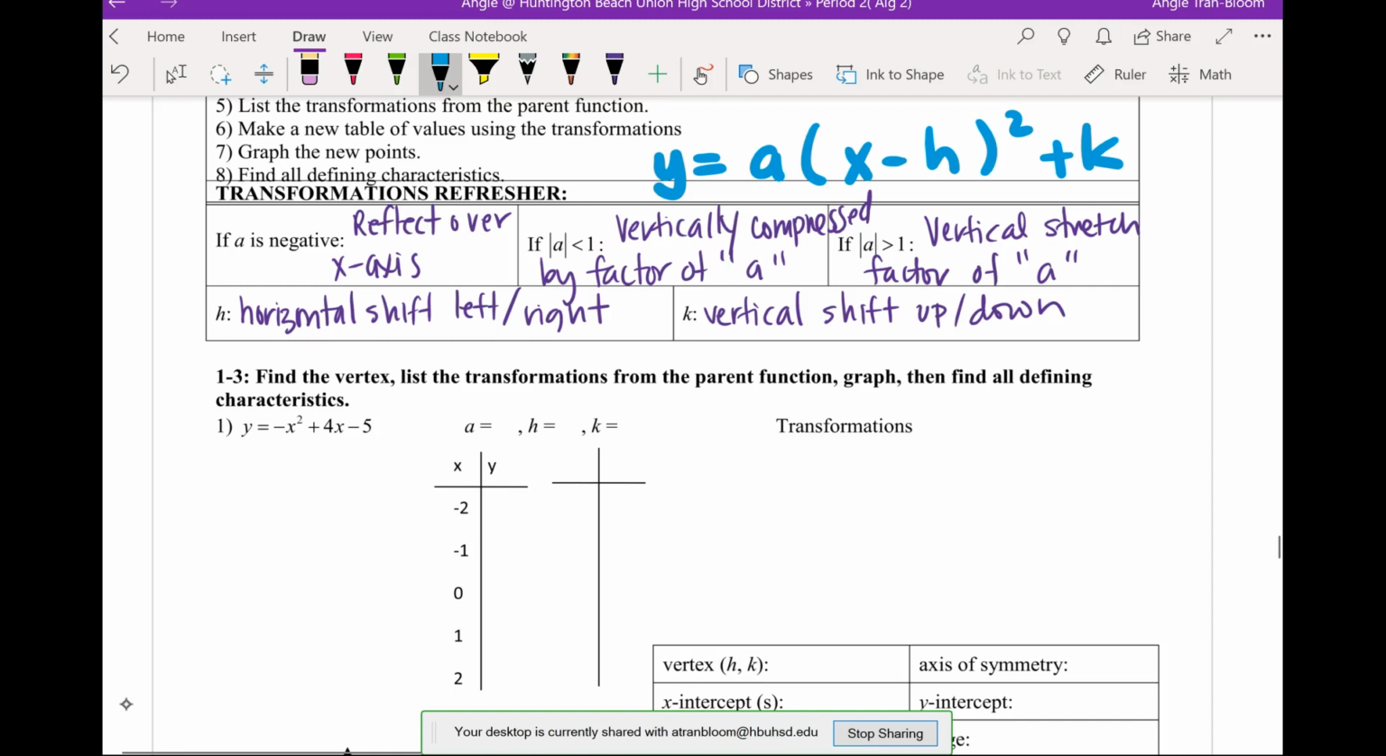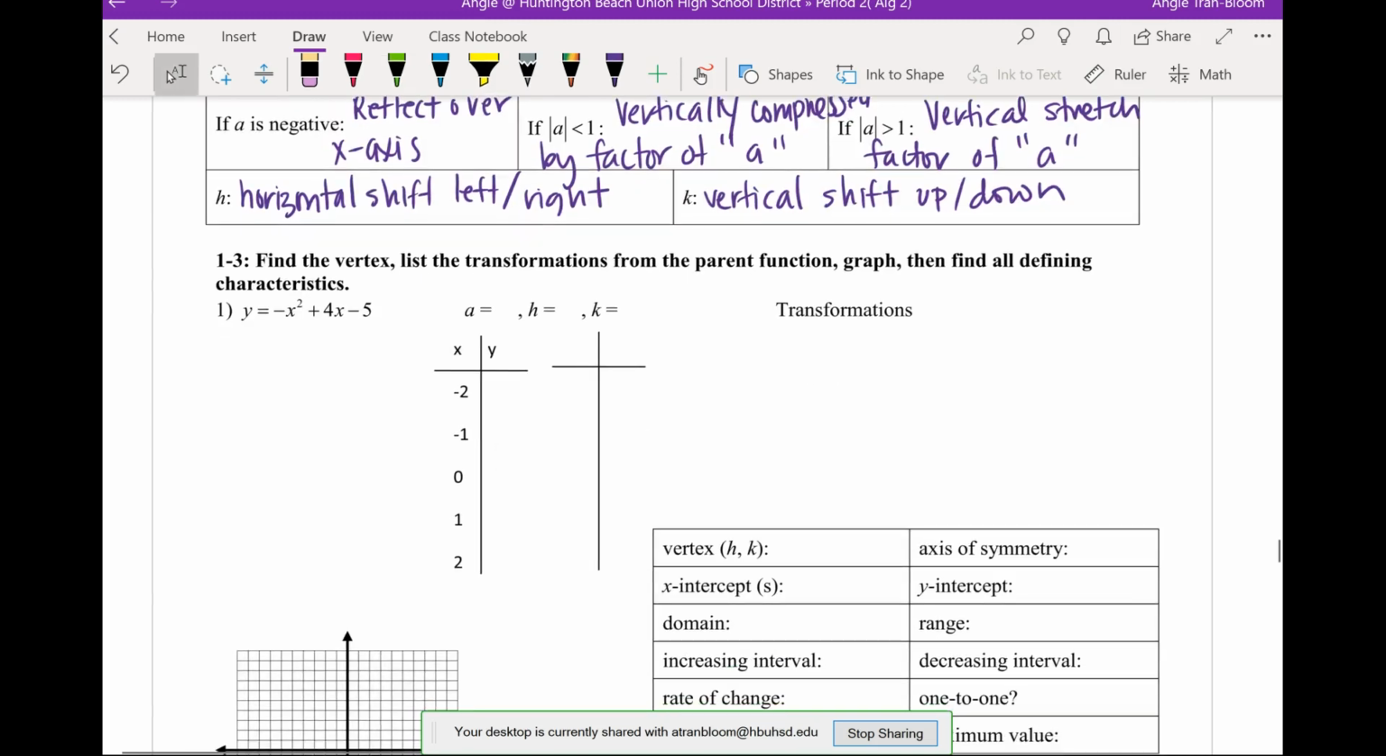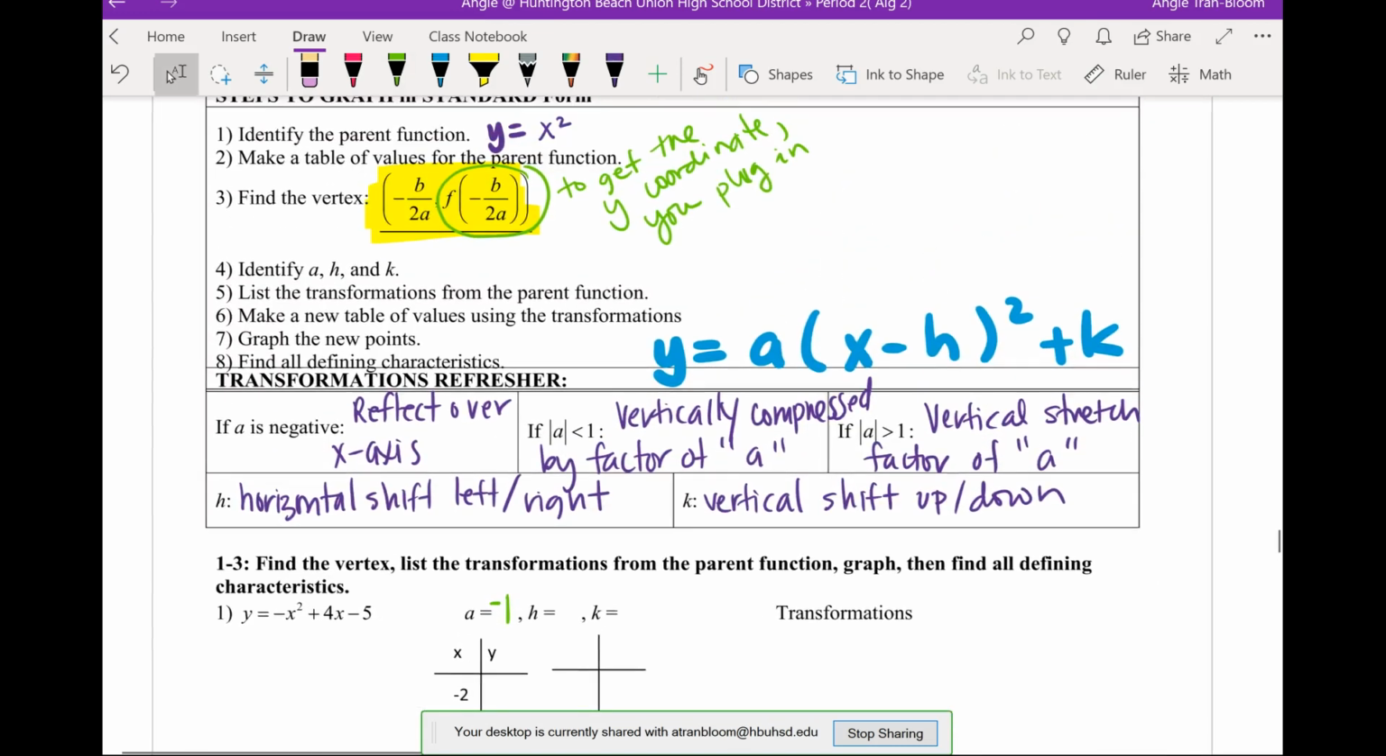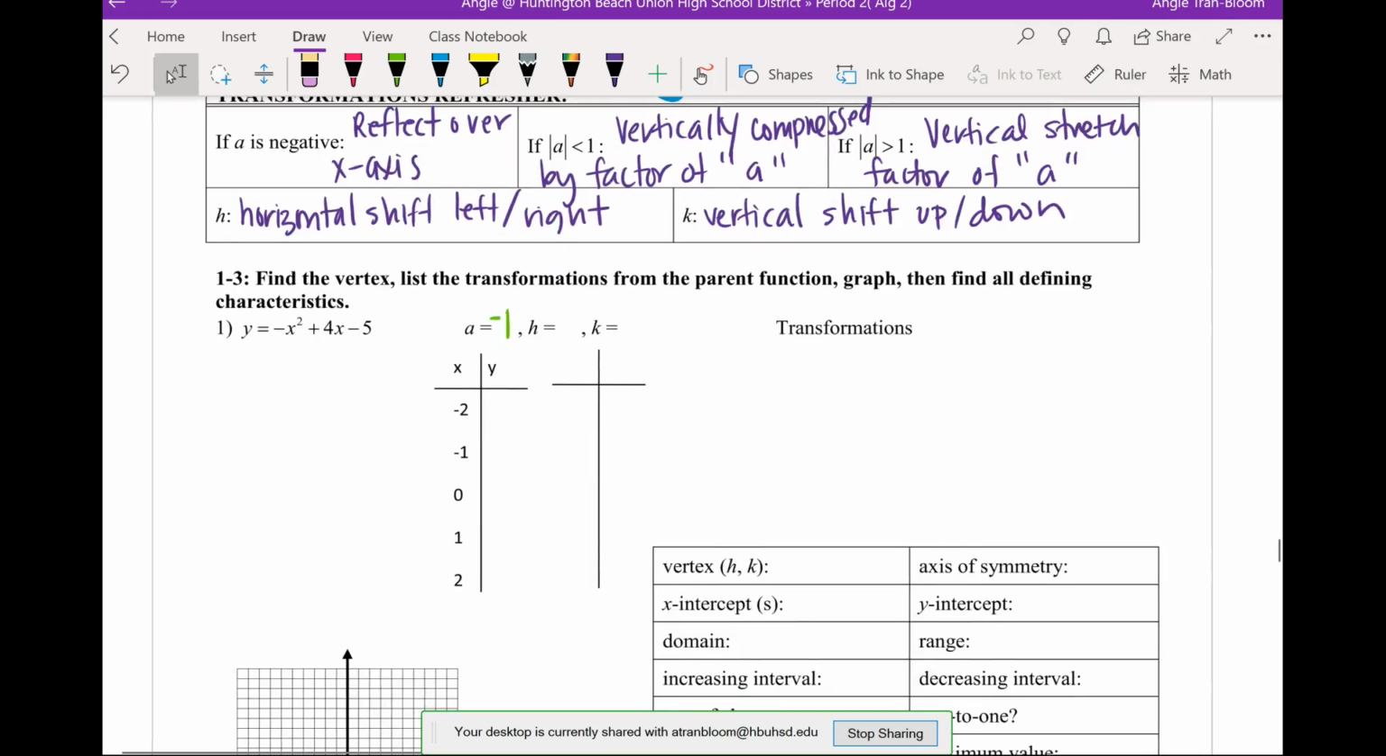Let's define our values. A, I can find A right away. What's your A value? What's your A value? -1. Totally. There you go. A, I can fill that in. We found A. We need to identify the parent function. What's the parent function for y equals -x squared plus 4x minus 5? Y equals x squared. There's no absolute value in quadratic, my lovely.